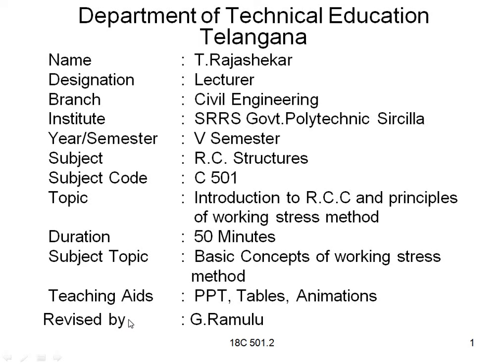So this subject is for the Civil Engineering final year students, 5th semester, and the subject name is Reinforced Concrete Structures. Subject code C501, and we are in the introduction to RCC and principles of working stress method. So let us see the basic concepts of working stress method.